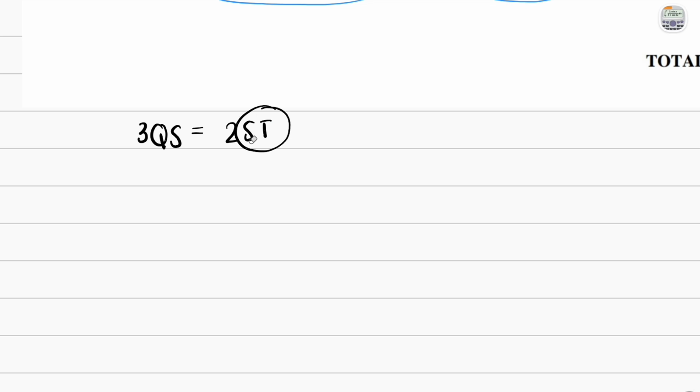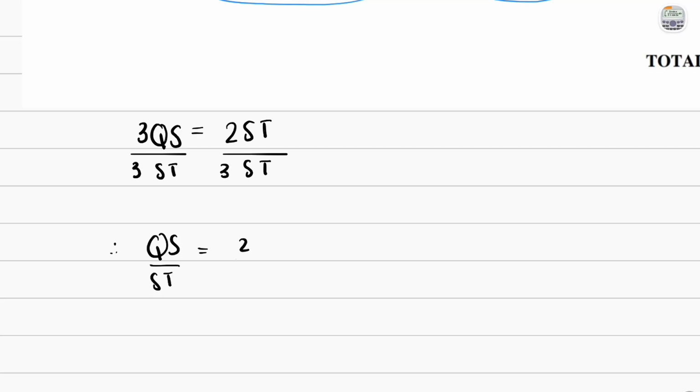So it means that ST needs to go over to the left. And when it goes over, because it's multiplying by the 2 here, when we transpose it, it will now divide by whatever we had here. So it's going to divide by ST, okay? And when you transpose the 3, it's going to divide. So it's really just like dividing both sides of the equation by ST to get rid of it. And then we want the number gone here. We only want these here, okay? So we'll divide both sides by 3. So therefore, QS over ST is simply equal to 2 over 3.